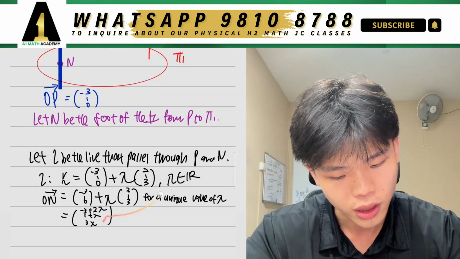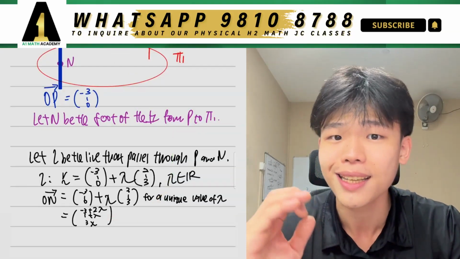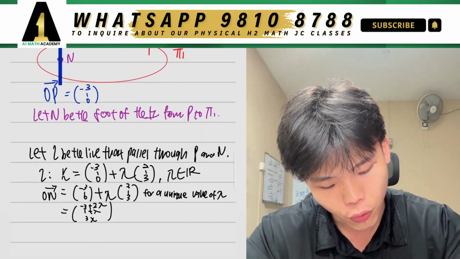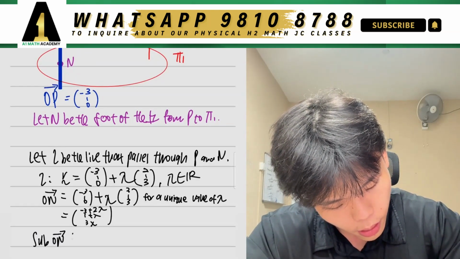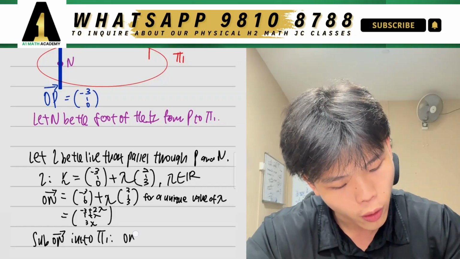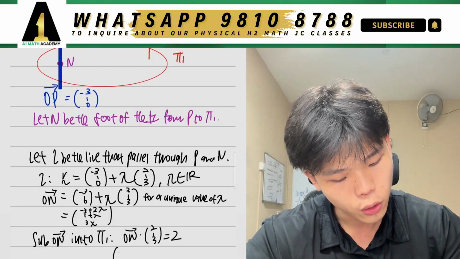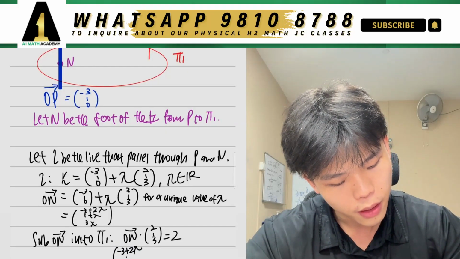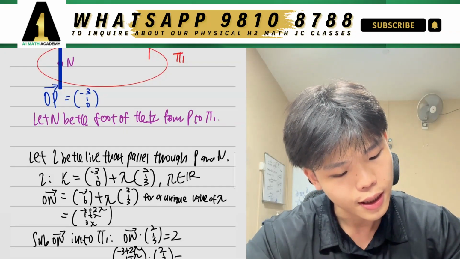All we need to do is to sub back into the equation of the plane, because fundamentally N lies on the plane. So over here I'm just going to say sub ON into the plane equation one more time. So I'll have ON dot (2, 1, 3) will give me 2 as well. So over here I have (-3 plus 2 scalar multiple, 1 plus scalar multiple, 3 scalar multiple) dot (2, 1, 3) equals 2.